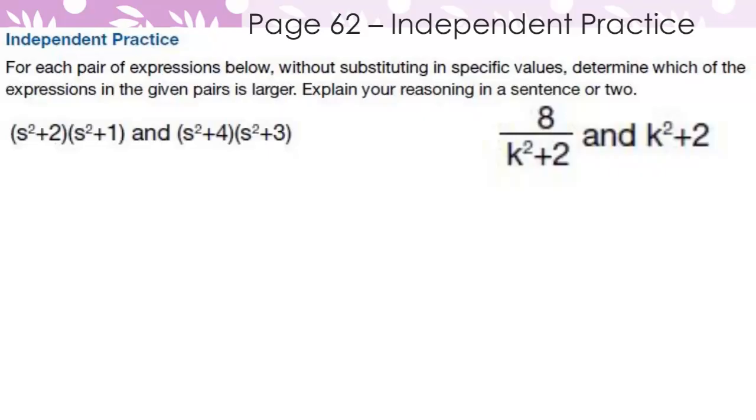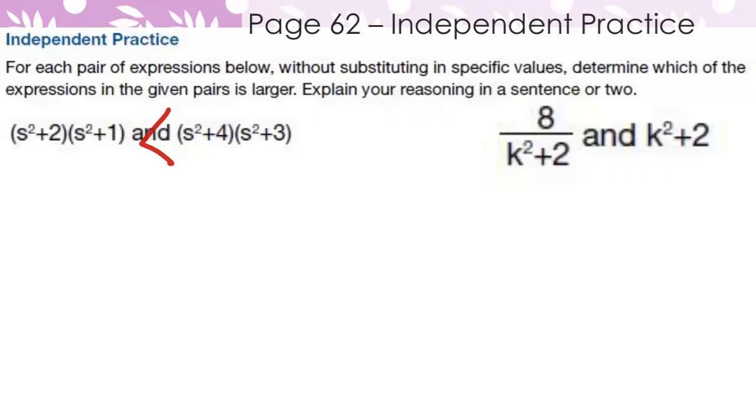Quantity s squared plus 2 times quantity s squared plus 1. How does that compare with quantity s squared plus 4 times quantity s squared plus 3? Is the second one, s squared plus 4 times s squared plus 3, greater than this? What do you guys think? Is that true?